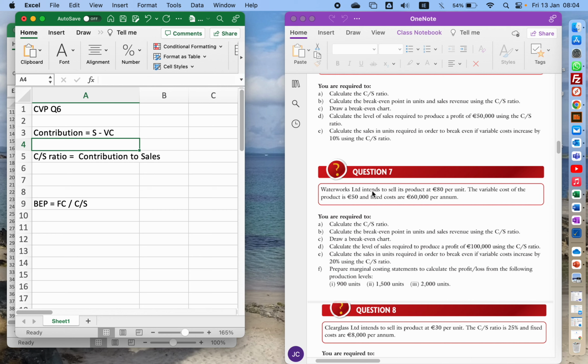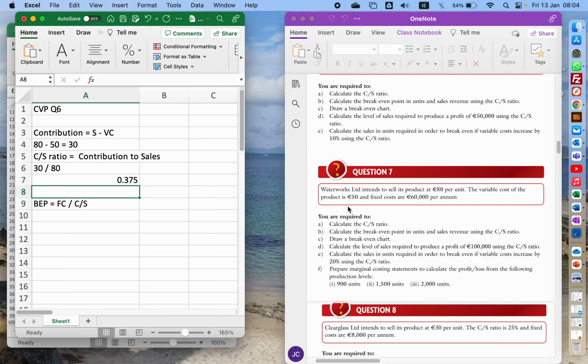So in this question here, for question 7, we sell a product for €80. The variable cost is 50. So that's going to give us a €30 contribution. So contribution to sales ratio. We're trying to turn this into a decimal. What decimal of sales is contribution? So if contribution is 30, we're going to divide that by sales, which is 80. And we'll do the maths on that. So 30 over 80 is 0.375. So that's contribution to sales ratio.